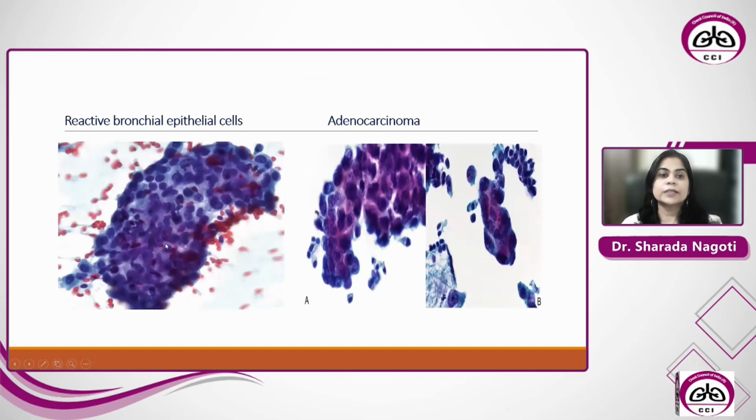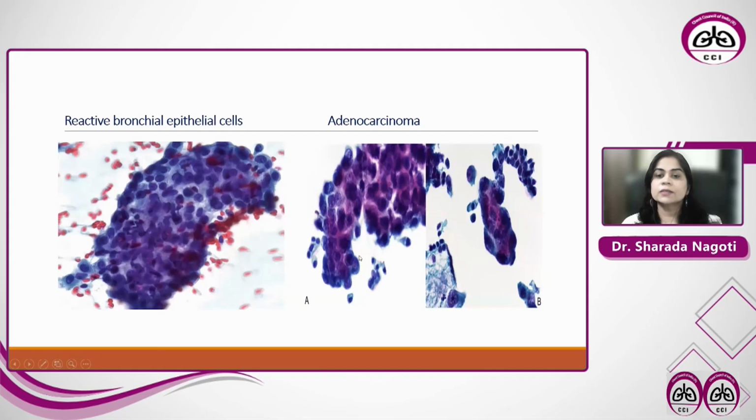So this is the picture of reactive bronchial epithelial cells on the left, and this is adenocarcinoma on the right. We can see that both of them almost look similar. But when we see closely under high power, at the periphery, there are cilia in these clusters, and there is not much of pleomorphism or atypia. Hence, these are reactive bronchial epithelial cells.